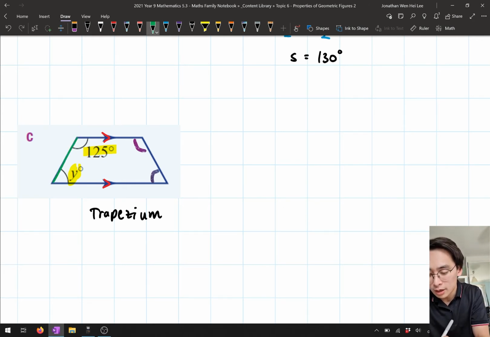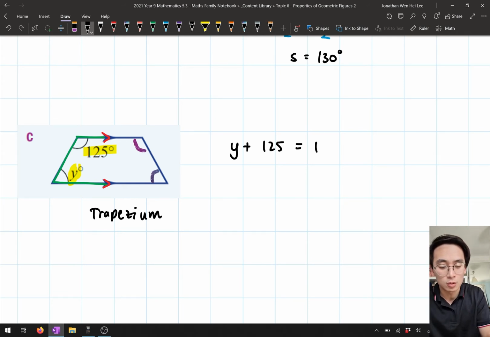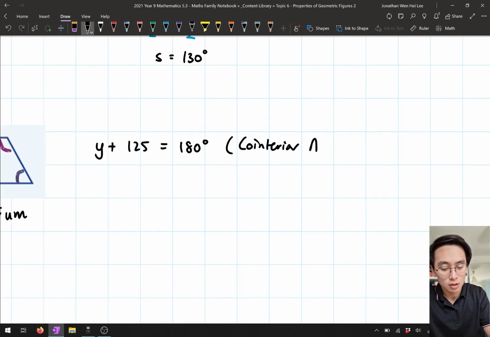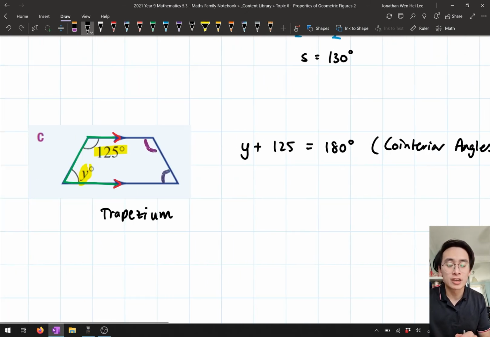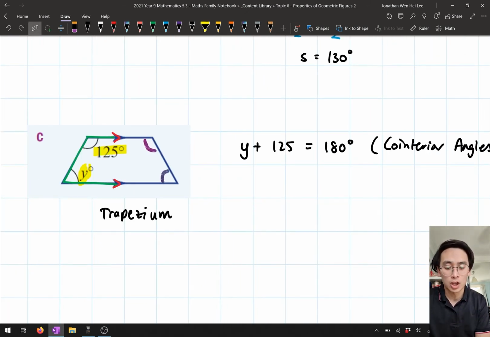Now, if you have a look, this Y and 125 degrees makes a C shape. So that is going to be a co-interior angle. So what this tells me is that Y plus 125 is going to equal 180 degrees, because these are co-interior angles on parallel lines. So that's my reason. These are co-interior angles, and so we can form this angle relationship. When I add these 2 angles together, it's going to be equal to 180.